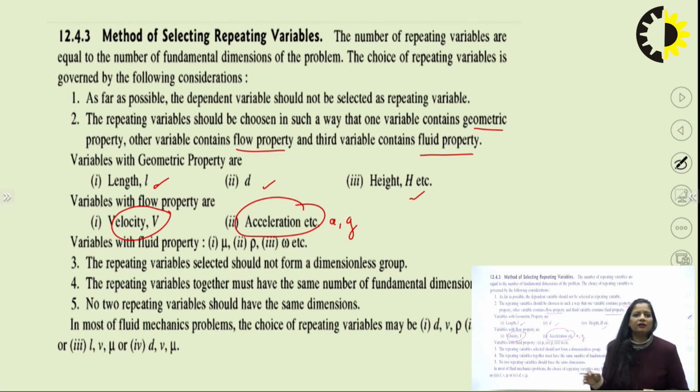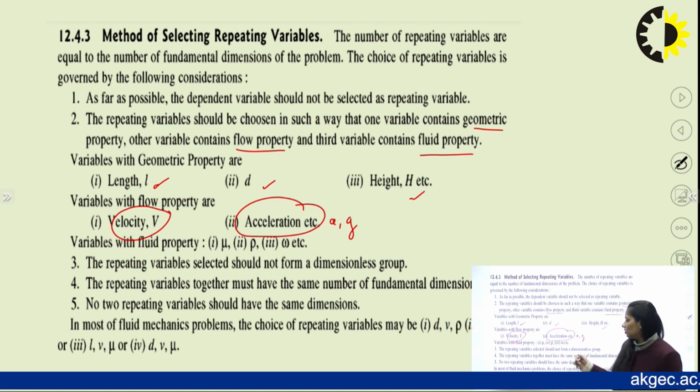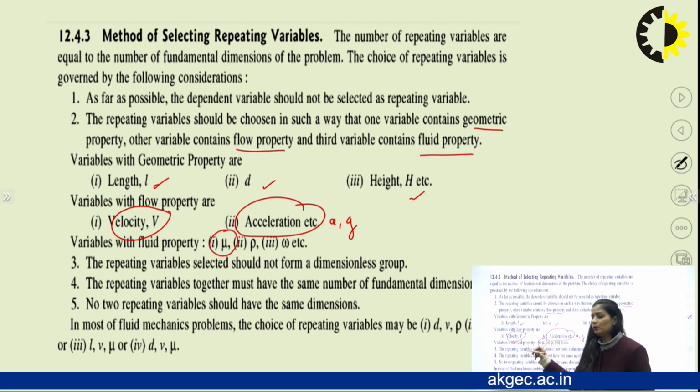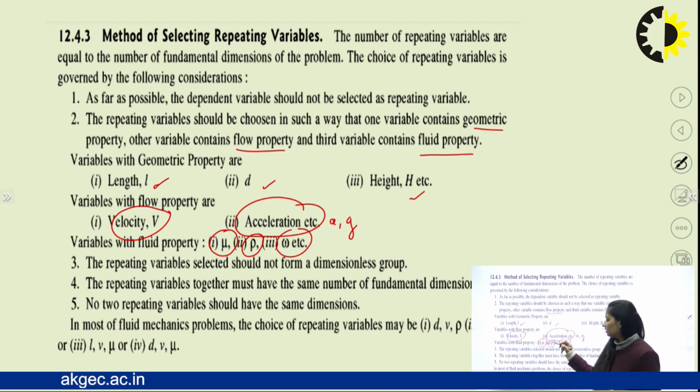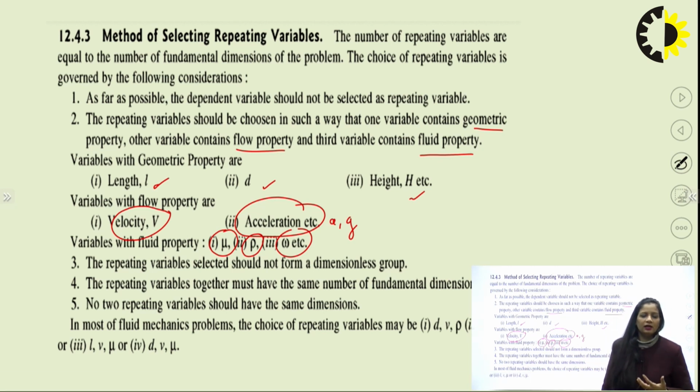Now there are different kinds of variables that are associated with fluid property. That may be viscosity, dynamic viscosity, kinematic viscosity, even mass density or weight density. Here mu is dynamic viscosity, rho is mass per meter cube, and here is specific weight, rho g. So this kind of variables are variables related to fluid property. So here we can take repeating variables in this particular manner.